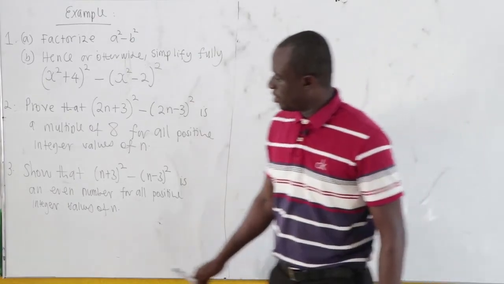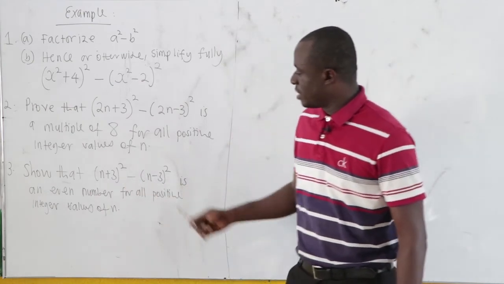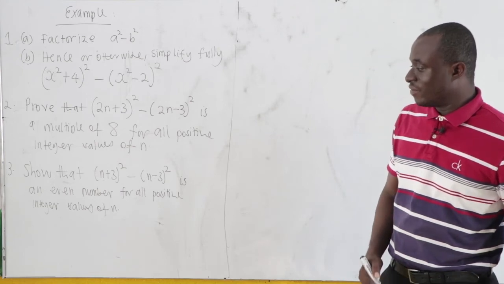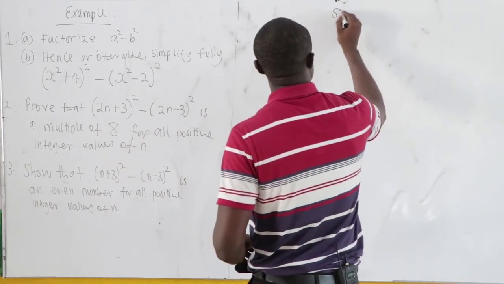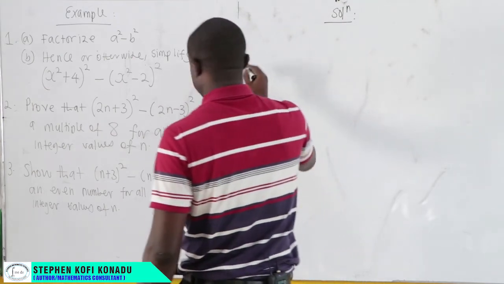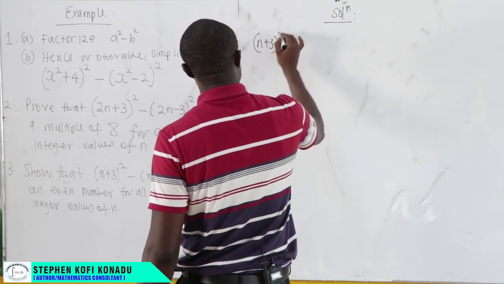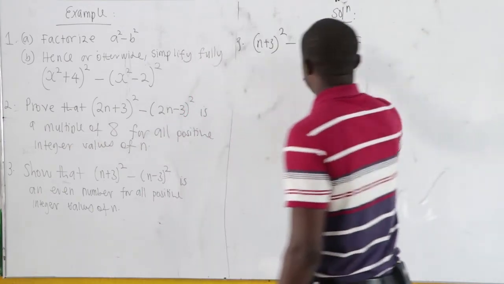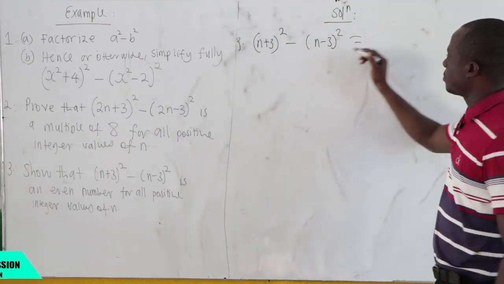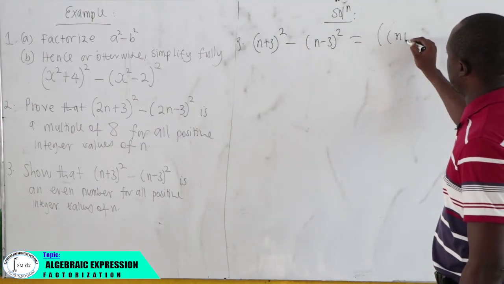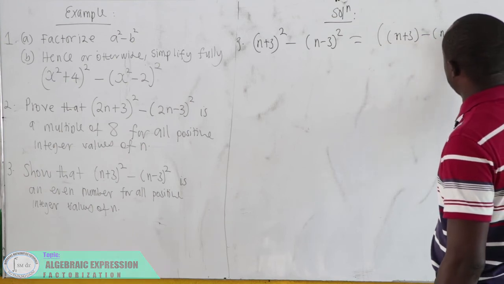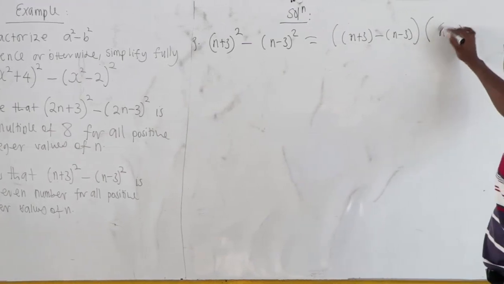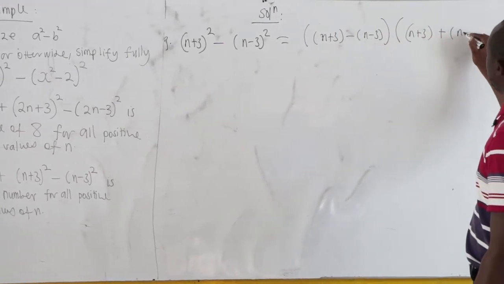Now let's see the third question. It says we should show that (n + 3)² minus (n − 3)² is an even number for all positive integer values of n. So we have (n + 3)² minus (n − 3)². So this is question 3. This is a difference of 2 squares. So a minus b, that is n plus 3 minus n minus 3, and then a plus b, n plus 3, plus we have n minus 3.